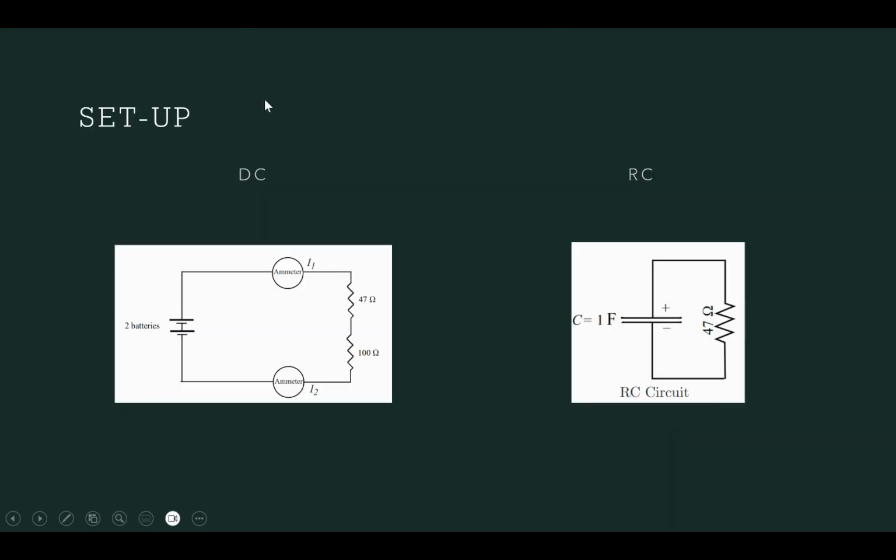The setup for the DC circuit: 2 batteries hooked to an ammeter, hooked to 2 different resistors, hooked back to the ammeter, and then hooked back to the battery. And for the RC circuit, if we don't include the battery used to charge it, it's a capacitor hooked to a light bulb that acts as a resistor, hooked back to the capacitor.